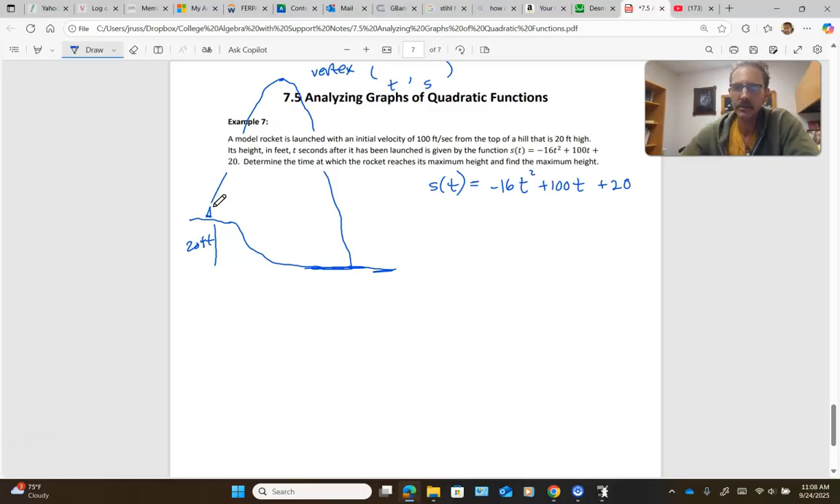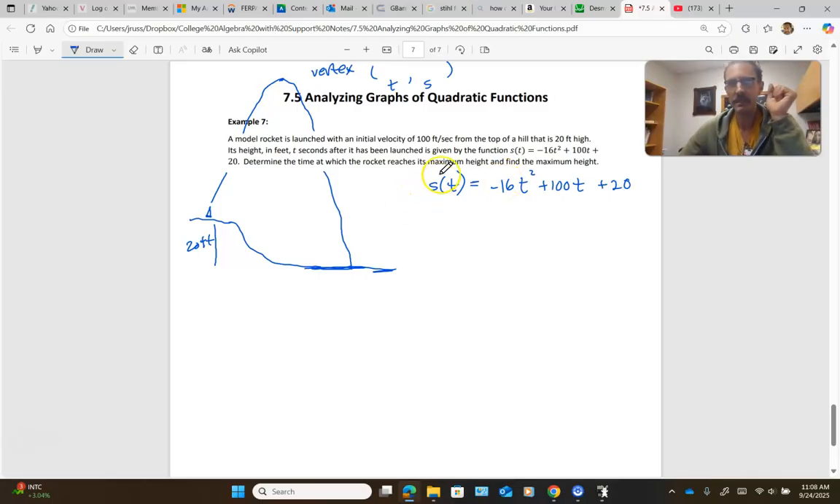There's a couple other things I want you to notice. It said that its initial velocity was 100 feet per second. Well, we see that in the actual function. And furthermore, we say that the rocket's initial height is 20 feet because it's launched from this hill. And we see that in this function as well. It's already 20 feet above the ground. It's launched at 100 feet per second, and then this negative 16 comes from the acceleration due to gravity.